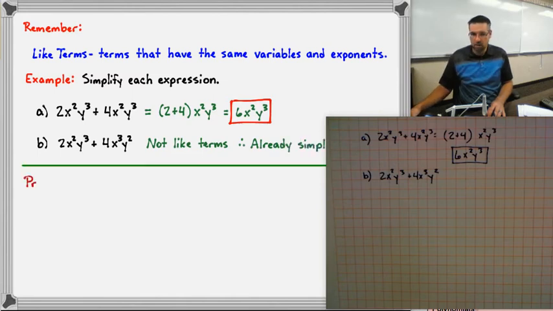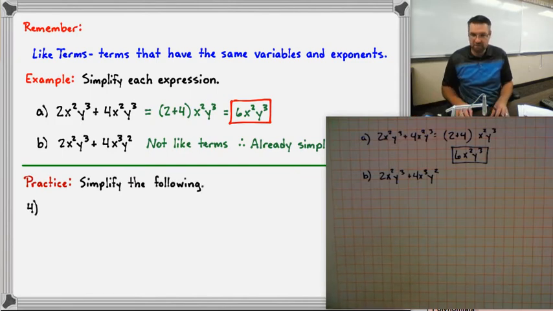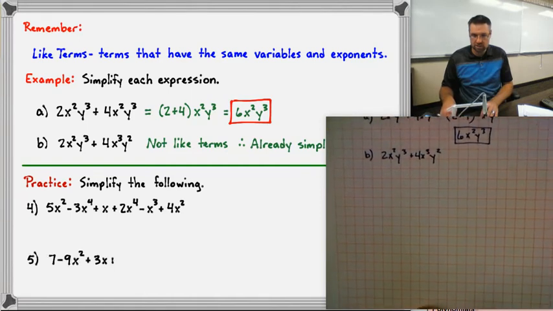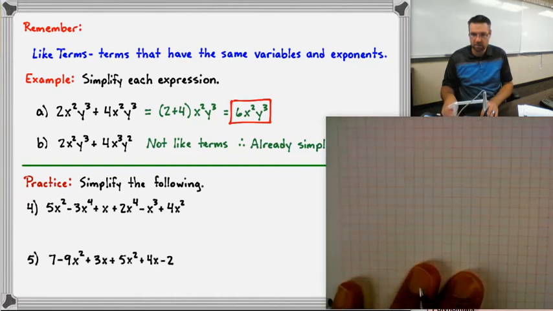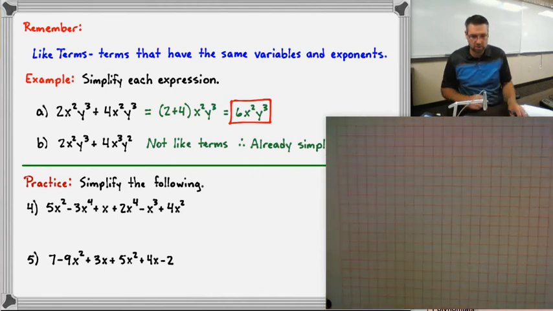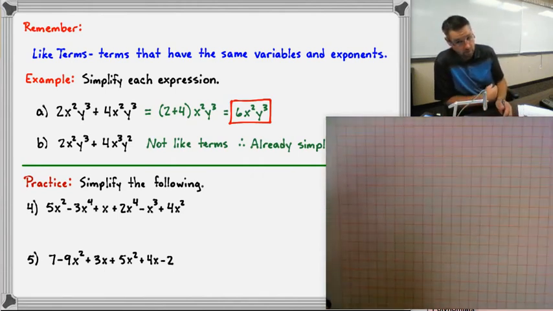And then let's go ahead and do a practice problem here. It says simplify the following, and these should be a little bit easier for you to do because there's a single variable in each of these. Okay. Number 4: 5x squared minus 3x to the fourth plus x plus 2x to the fourth minus x to the third plus 4x squared.